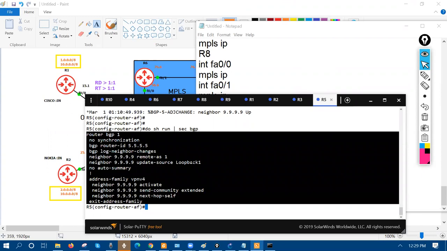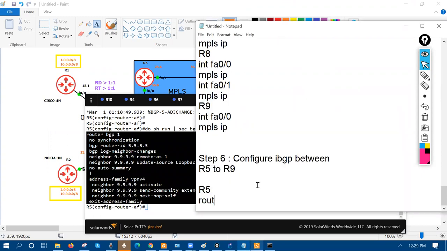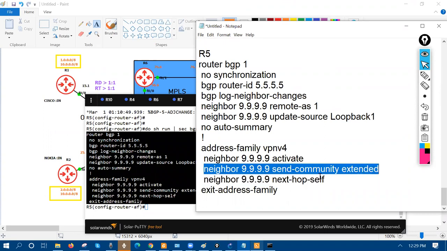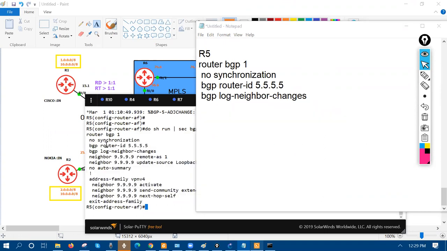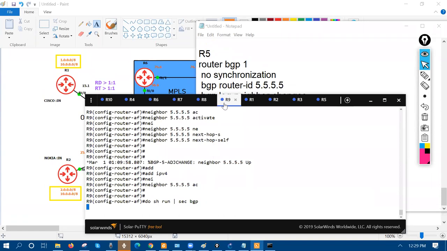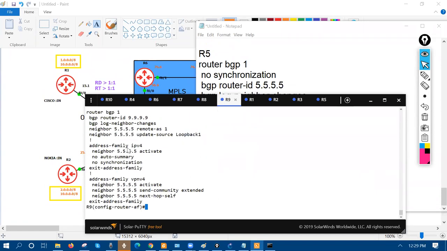I will explain this command, set community extended. Don't worry about that. But by default, in the newer IOS version, this command is enabled. What is the use of this command? We'll discuss later on. But by default, this command is enabled in the newer IOS version. In the older IOS version, we have to manually give this command. I put the activate here. Done.